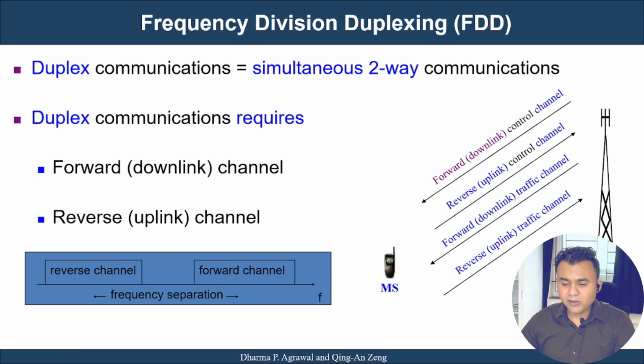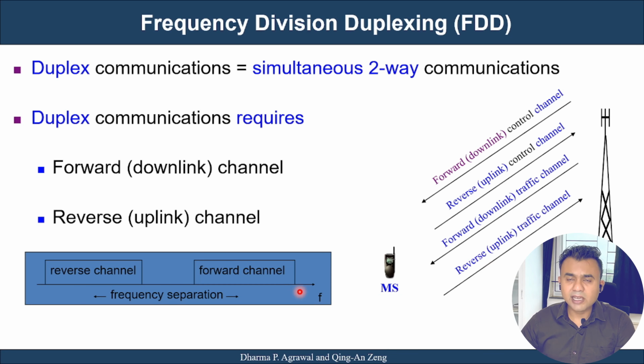If we take the example of the communication between a base station and a mobile station, there would be two different types of channels. The first one is the downlink channel and the other is the uplink channel. The downlink channel is also known as the forward channel, and the uplink channel is also known as the reverse channel. Now, duplex communication means both parties can talk to each other simultaneously. That means the mobile user and the base station can talk to each other at the same time. How do we do that?